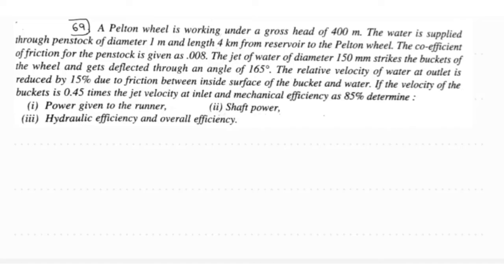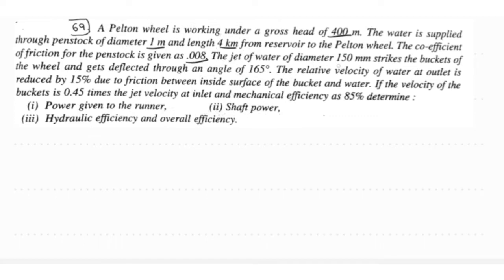So let us go with the next question. A Pelton wheel is working under a gross head of 400 meter. The water is supplied through penstock of diameter 1 meter and length 4 kilometer from a reservoir to the Pelton wheel. The coefficient of friction of penstock is 0.08.